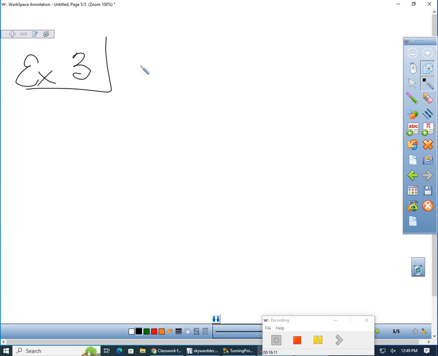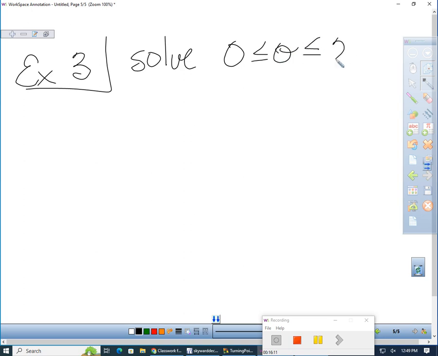Directions are just going to say solve from 0 less than or equal to theta less than or equal to 2 pi. So you might as well set your window at 2 pi right from the beginning, 0 to 2 pi. And we are going to go with the tangent of theta equals negative 0.37.